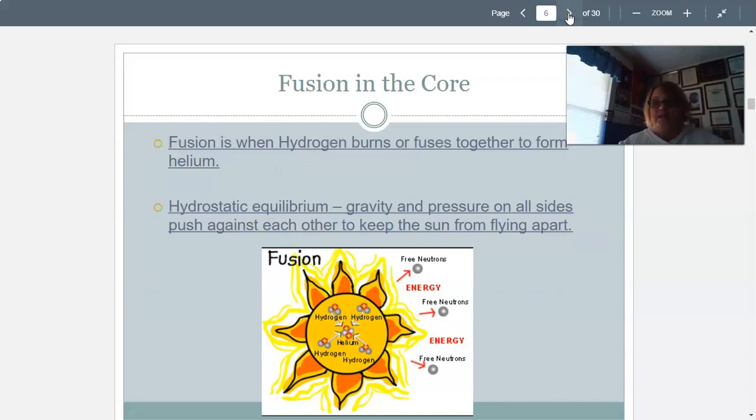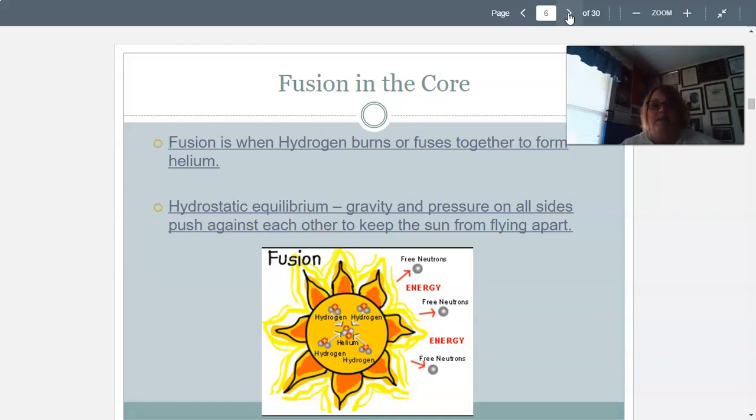So fusion, this was a vocab word, is when hydrogen burns or fuses together to form helium. So if you take one hydrogen atom with one hydrogen atom, which each have one proton each, one electron each, when you push them together, you all of a sudden get two protons and two electrons. So that two proton now has taken that hydrogen and made helium.